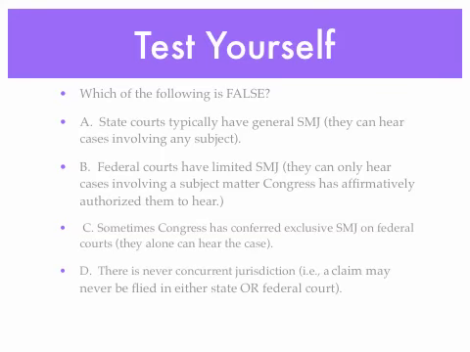A, state courts typically have general subject matter jurisdiction. They can hear cases involving any subject. B, federal courts have limited jurisdiction. They can only hear cases involving subject matter jurisdiction that the Congress has affirmatively authorized them to hear. C, courts or sometimes Congress has conferred exclusive SMJ on federal courts. They alone can hear the case. Or D, there is never concurrent jurisdiction, i.e. a claim may never be filed in either state or federal court.